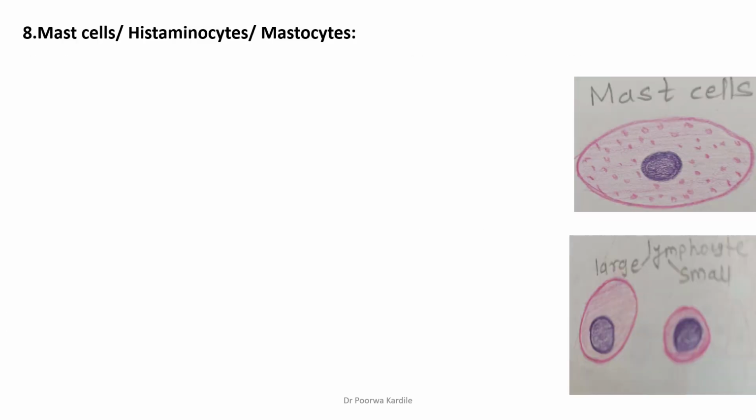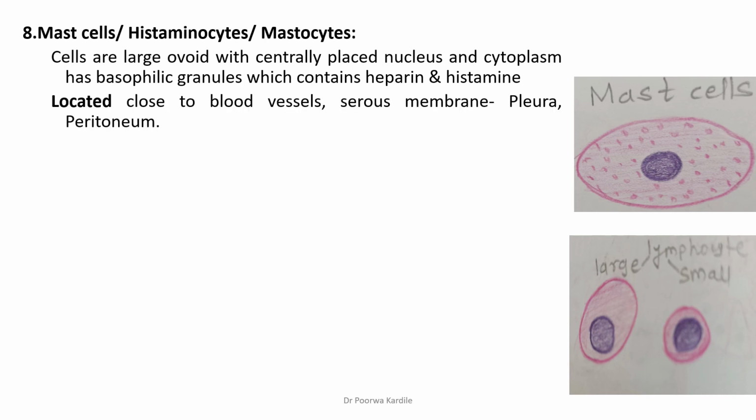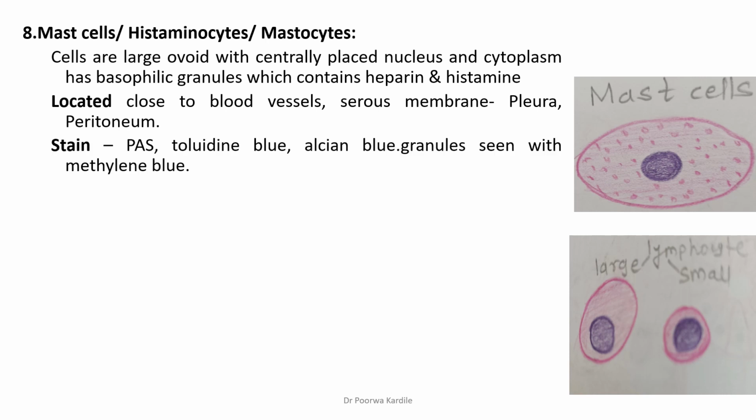Mast cells are also known as histaminocytes or mastocytes. As we can see in the diagram, these are large ovoid cells with a centrally placed nucleus, and the cytoplasm is basophilic. They have granules which contain heparin and histamine. The mast cells are located close to blood vessels and serous membranes like the pleura and peritoneum.